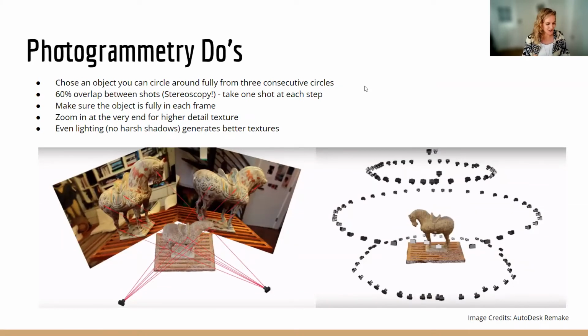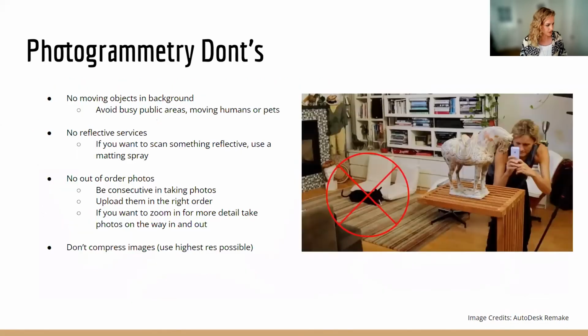So final reiterations, photogrammetry do's. Don't forget the consecutive circles and taking one single step for the 60% overlap. That's the concept of stereoscopy, that your eyes overlap with one another. Make sure the object is always fully in frame, zoom in at the very end for detail texture, and even lighting is really helpful. So not having harsh shadows will generate better textures that don't look weird in your environment.